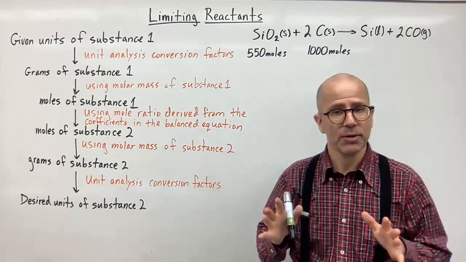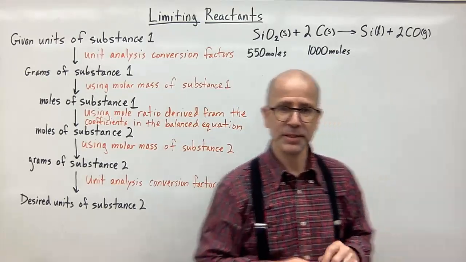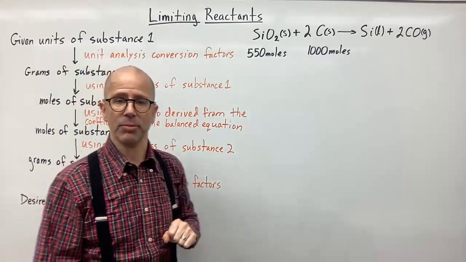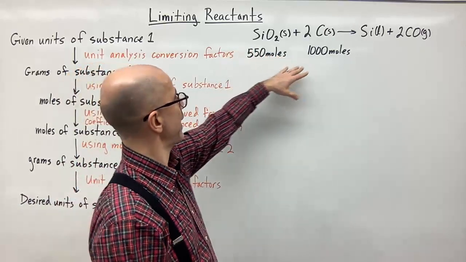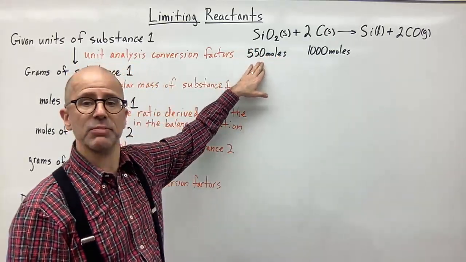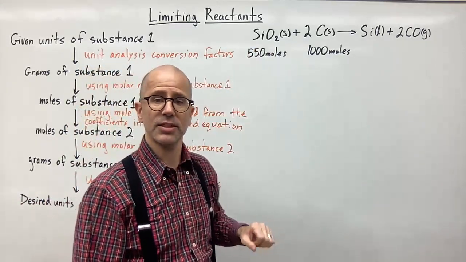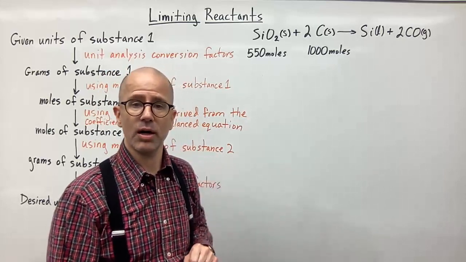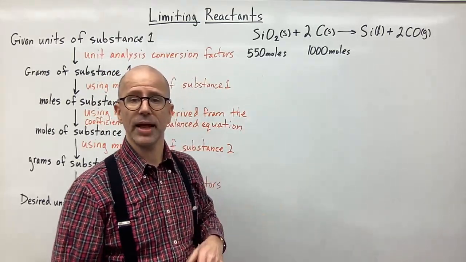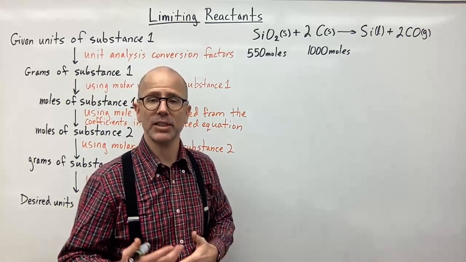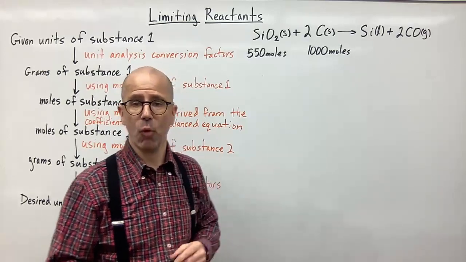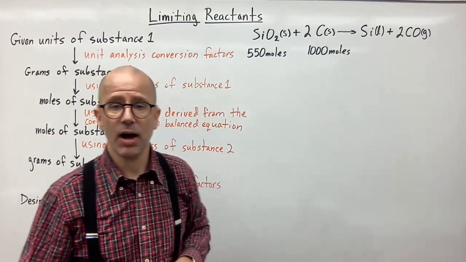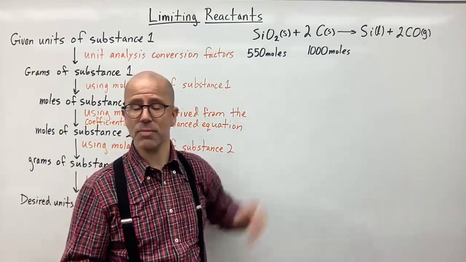I'm going to do a couple of examples to help clarify this. Okay, so here I have a problem. I have my balanced equation, and I'm given 550 moles of SiO2, silica, and I'm given 1,000 moles of carbon. And I'm asked, what's the maximum amount of product I can form, in this case silicon, from these two amounts of reactants?